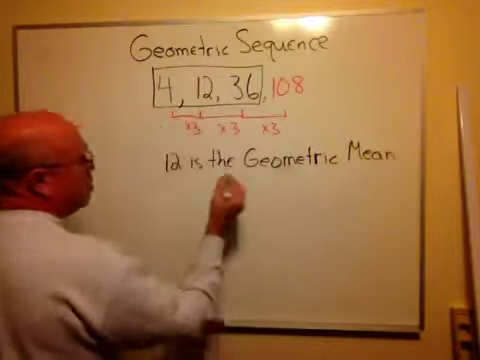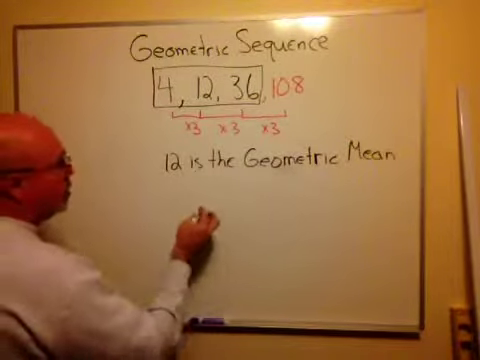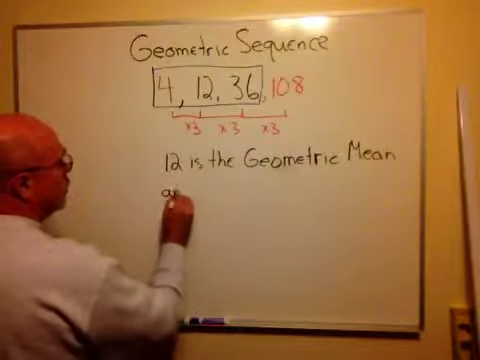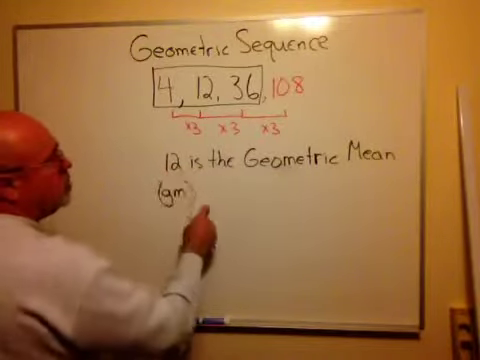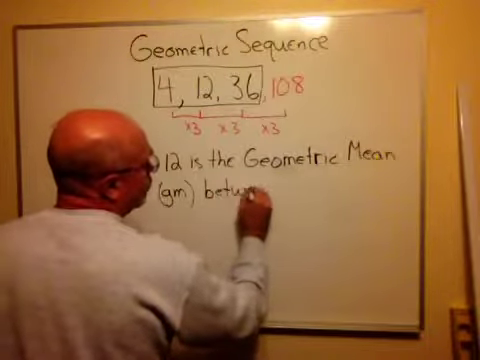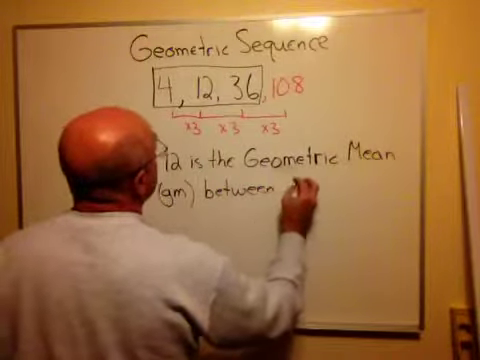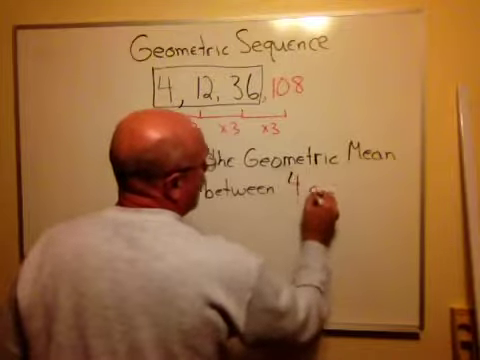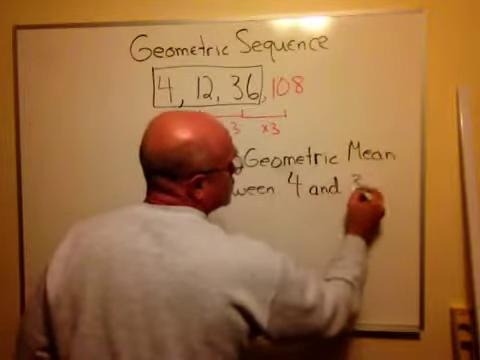From now on, we'll be writing it so much in the following videos that we're just going to abbreviate it GM. 12 is the geometric mean between 4 and 36.